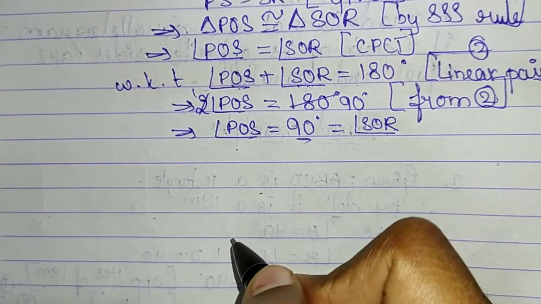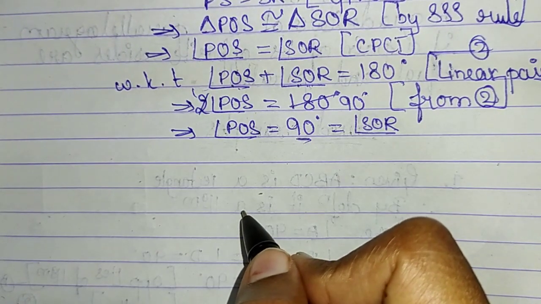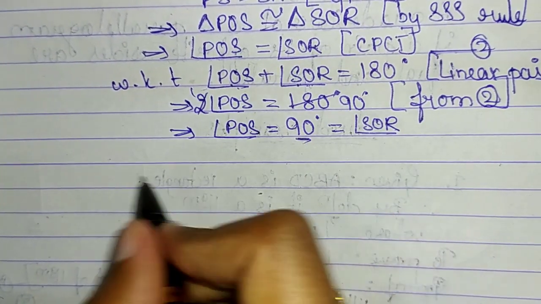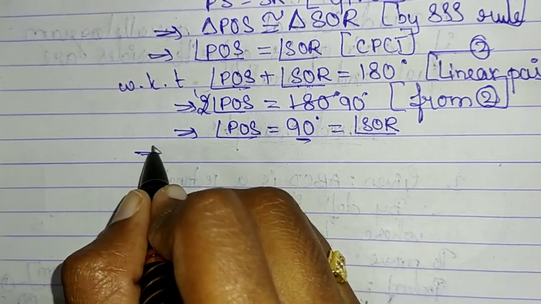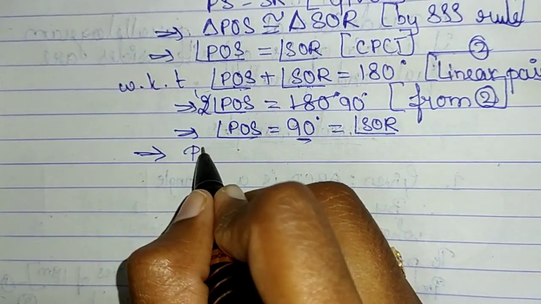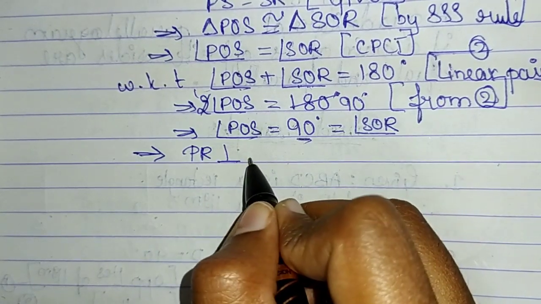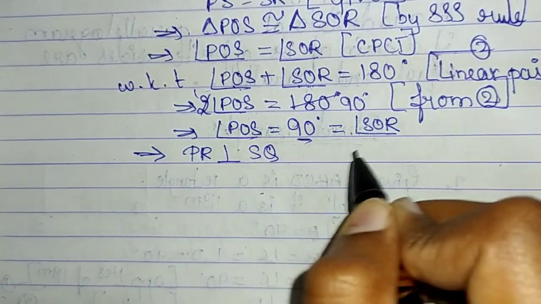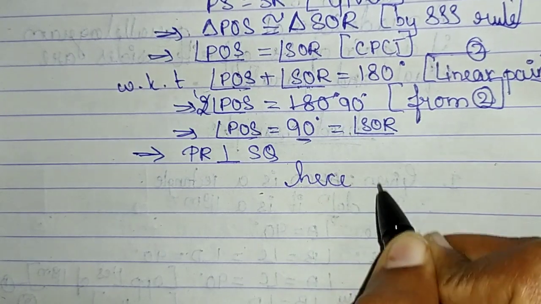When the angle is equal to 90 degrees between any two lines or line segments, then they are perpendicular to each other. So this implies PR is perpendicular to SQ. Hence, proved.